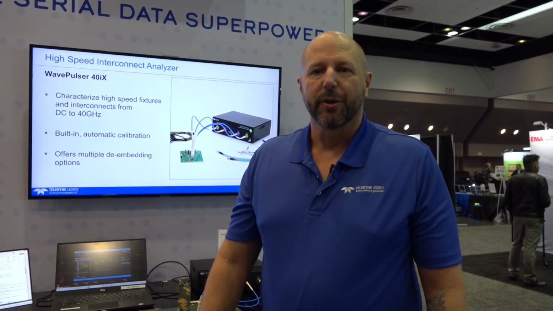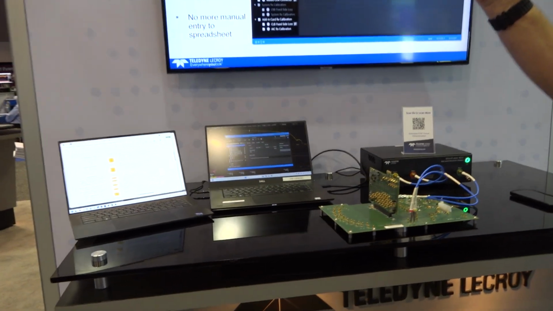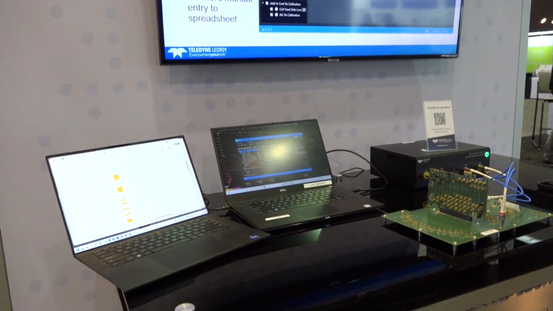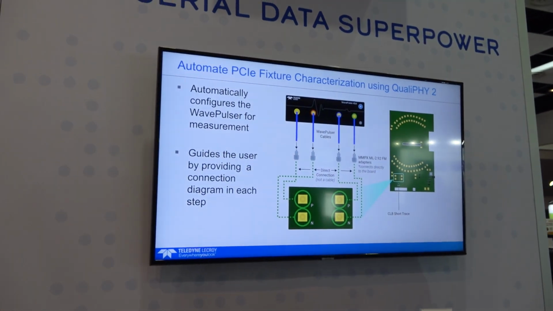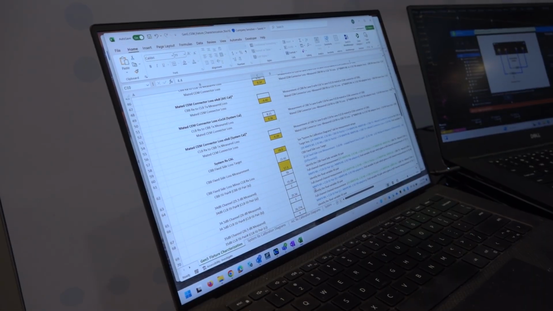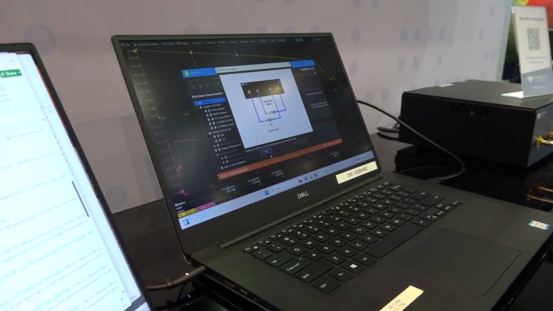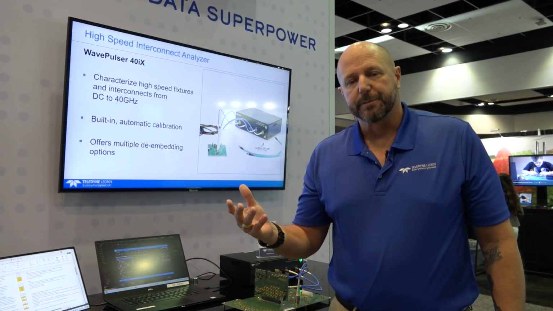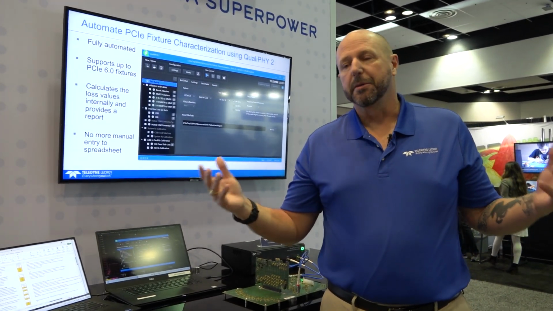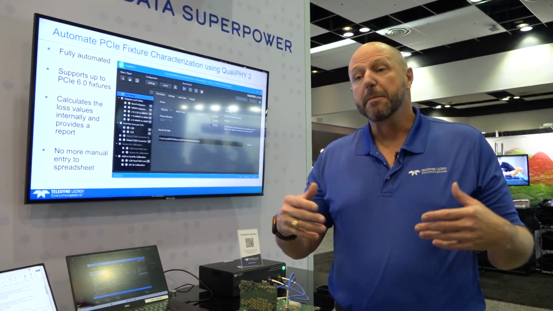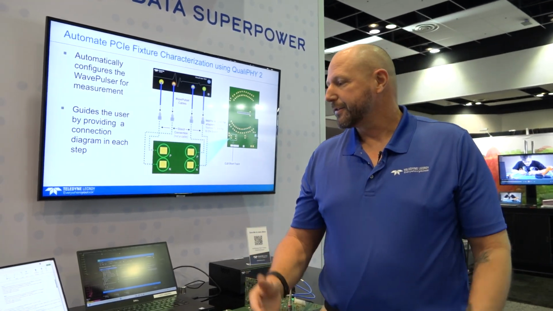We're showing off a lot of our cool tools and innovations that we've had over the past couple of years, and one of those happens to be our PCI Express Fixture Characterization software and hardware, where we can characterize PCI Express fixtures. The reason that is important is because in order for PCI Express to be compliant, it has to go through a certain minimum amount of loss and meet bit error rate with that loss.